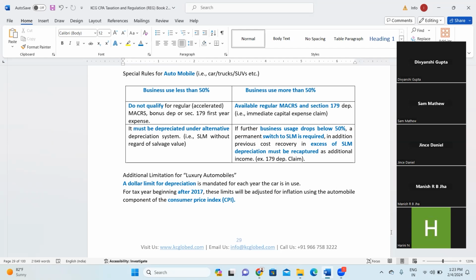So that means they come up with some depreciation limit for the respective category of car, but every year it keeps on changing based on the impact of inflation, right?